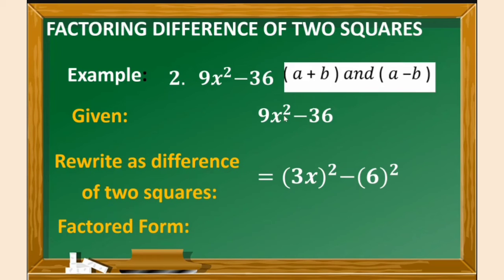Using this formula, we can apply sa our first term, our A is 3x, our B is 6. Therefore, bring down lang po natin 3x plus 6. And 3x minus 6. So that is our factored form. So this is the final answer. Yung naka-factored form na po. So that is our factored form or factor.